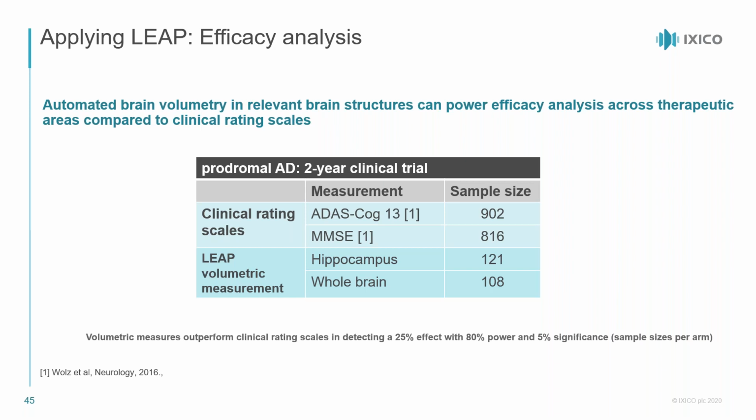However, quantitative volumetrics provide a much finer granularity, which shows significantly greater sensitivity to efficacy, as demonstrated here in a table comparing ADAS-Cog, MMSE, and hippocampal volume and whole brain, and the sample sizes necessary to detect, again, a 25% change in a 2-year clinical trial. Details can be found in the paper linked in the bottom corner. Really demonstrating the use of quantitative measures for reducing sample sizes, and this has obvious downstream implications for patient recruitment feasibility and clinical trial costs.